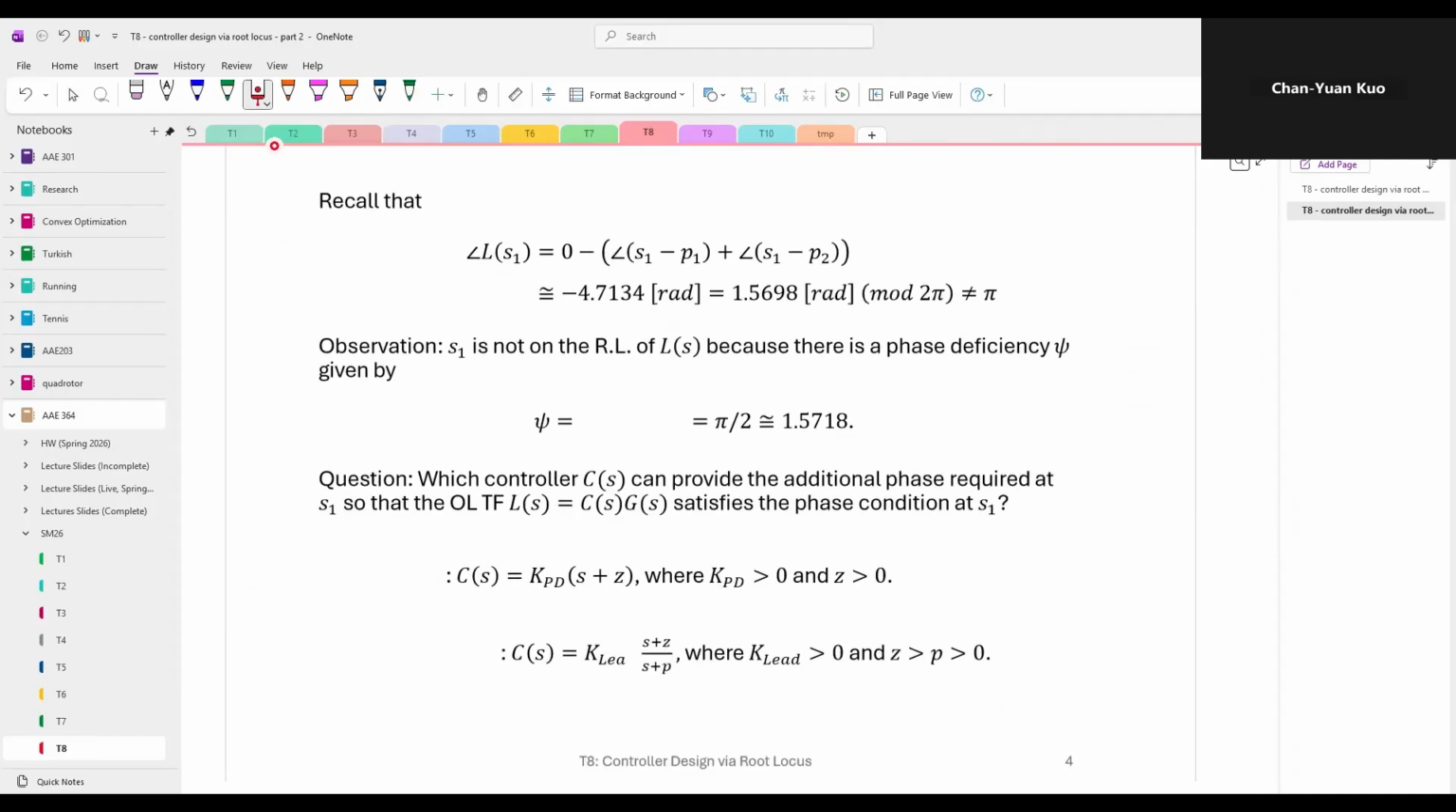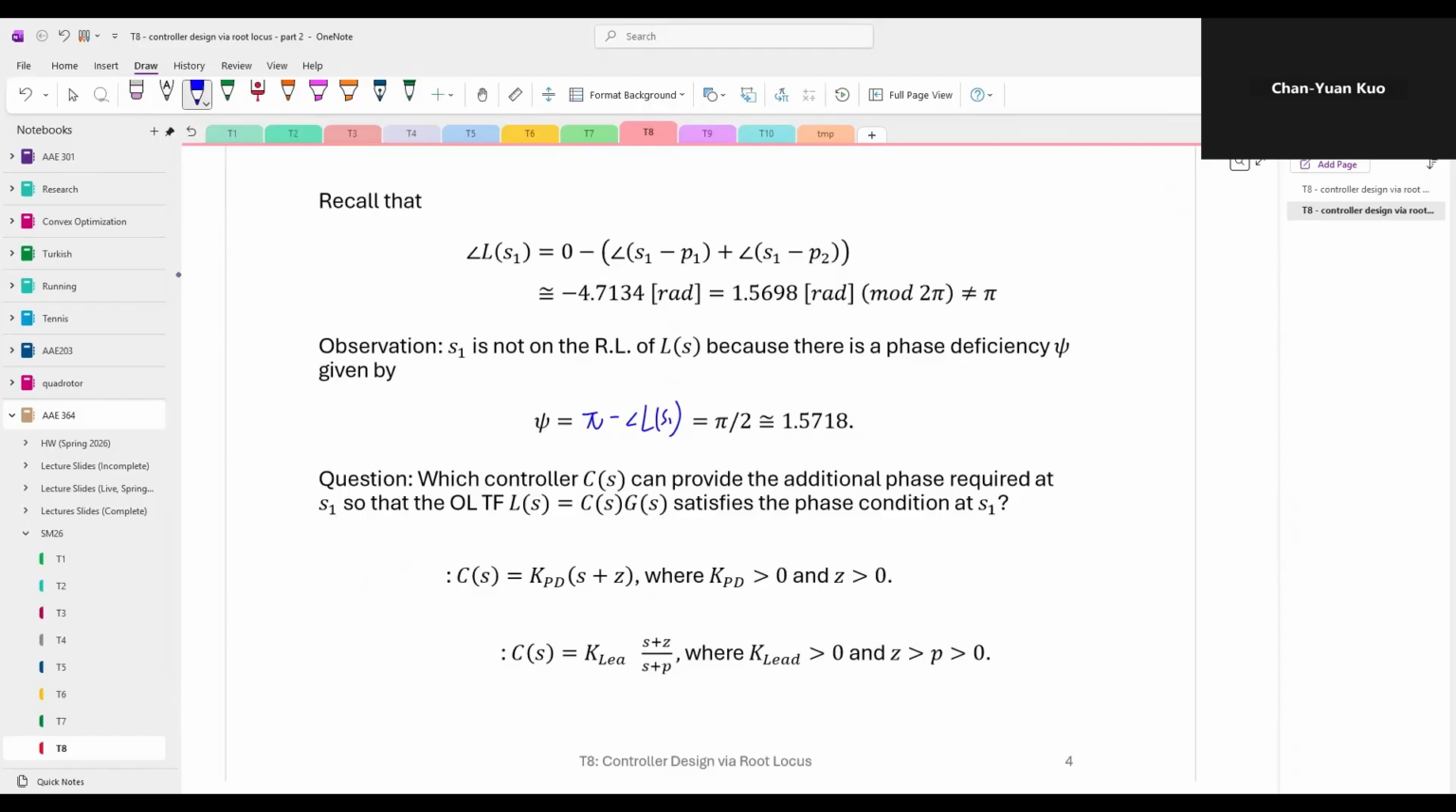From the previous analysis, we found that a P controller fails because of phase deficiency. In other words, the open loop transfer function does not provide enough phase at the desired pole location. And the missing phase is simply π minus the phase of the open loop transfer function at the desired pole location, which is equal to π/2 in this case. And this naturally leads to the following question. What type of controller can introduce additional positive phase?